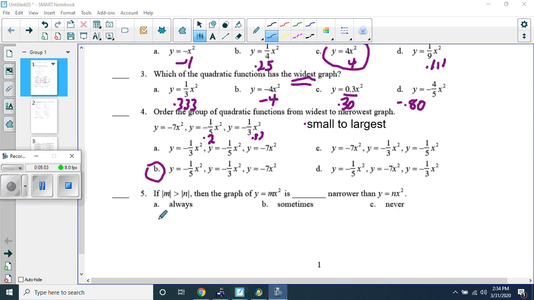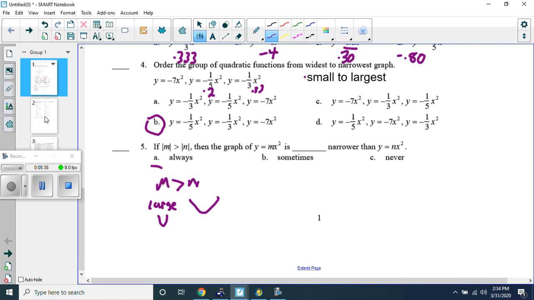So if you look at the next one, it says if the absolute value of m is bigger than n, meaning m is the larger number and n is the smaller number, y equals mx, m is the larger number, so it's going to have a narrower graph. It's going to have a skinnier graph, and n is the smaller number, so it's going to have a wider graph. So y equals mx squared is always narrower than y equals nx squared.